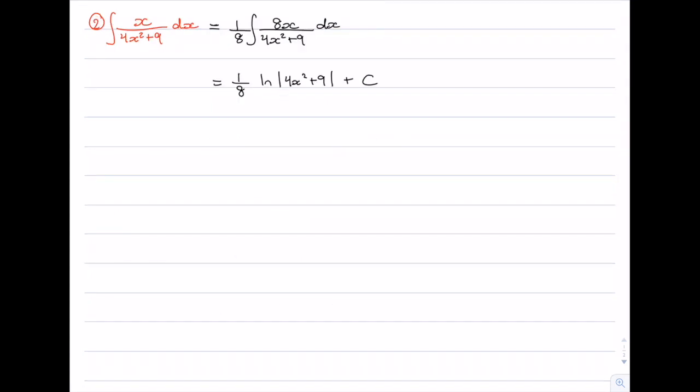Okay, question 3. We have the following integral. It's the integral of 3 over the square root of 1 minus 5x squared dx.